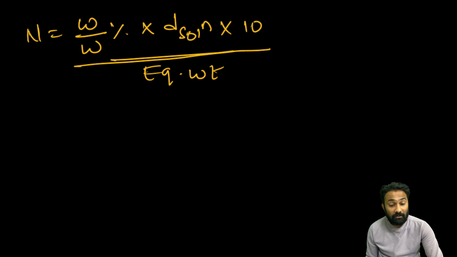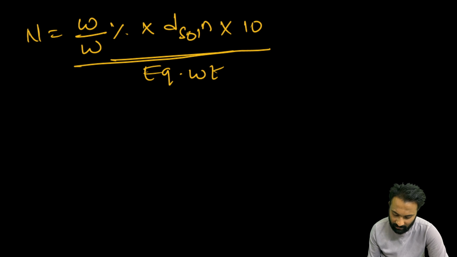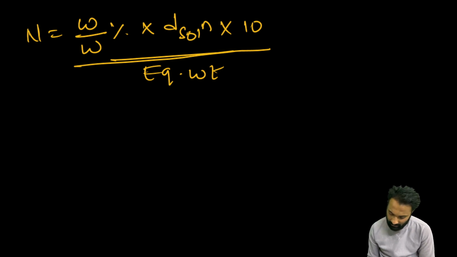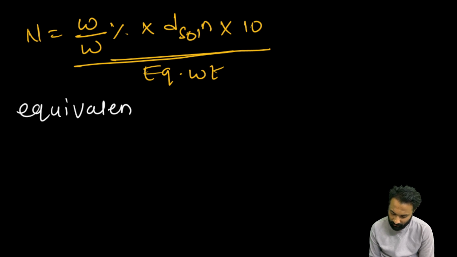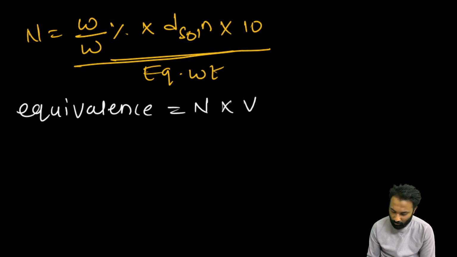Clear? And we have some other important formulas for the equivalence. What are some other important formulas we have for the equivalence? You see here, equivalence is equal to normality into V in liter.